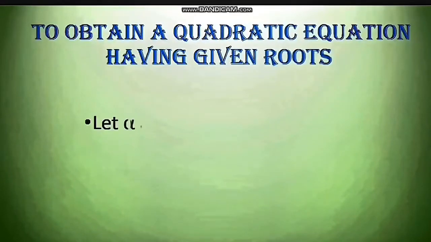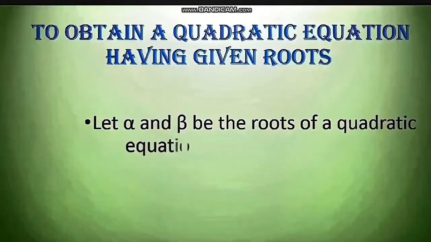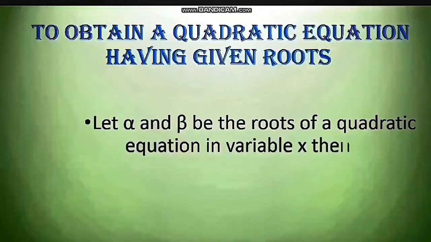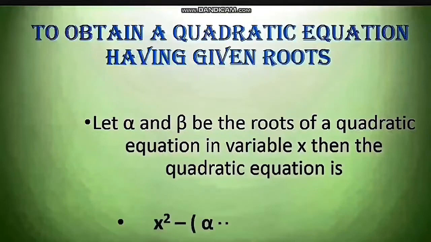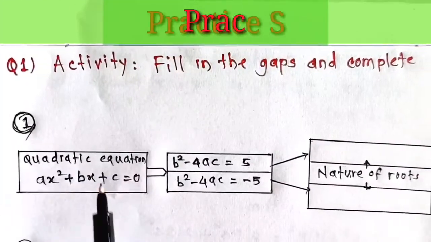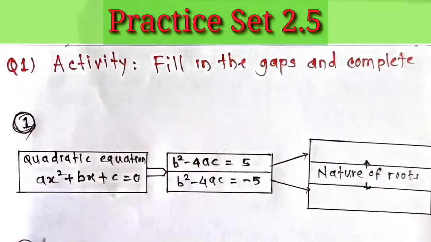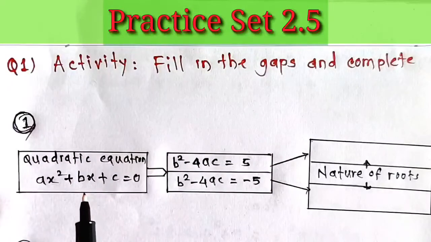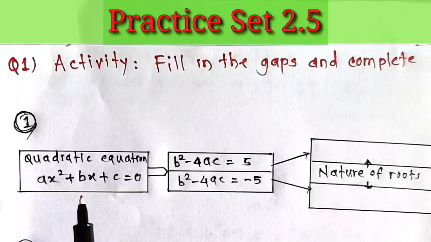Now third concept is to obtain the equation if alpha and beta are given. If alpha and beta are the roots of the quadratic equation ax square plus bx plus c is equal to 0, then the equation can be written as x square minus (alpha plus beta) into x plus alpha beta is equal to 0. Let us see practice set 2.5. We see this practice set is based on 2-3 concepts.